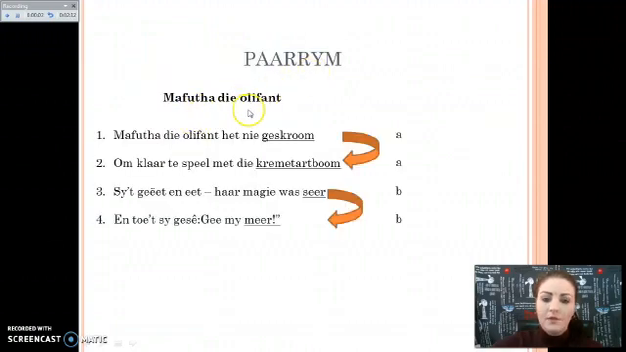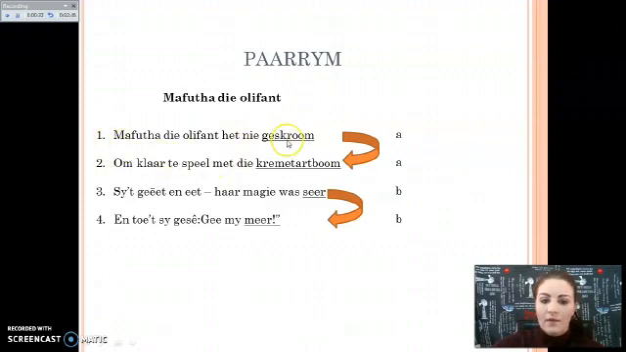Paarrym, Mafuta die olifant. Now I've taken this example from your textbook to familiarize yourself with it. Mafuta die olifant het nie geskroom om klaar te speel met die kremmertaartboom. Sy het geëet en eet, haar maagie was seer, en toe het sy gesê, gee my meer. Now, like I said before, the rhyming pattern works with the sound of words. To be more specific, the last word.